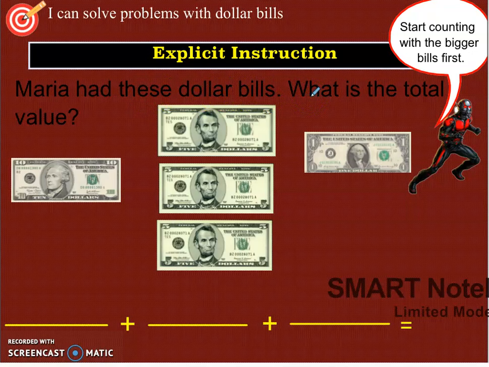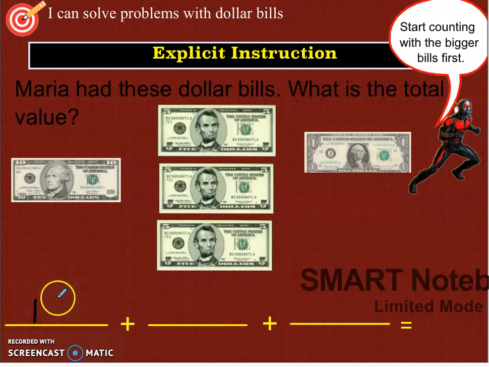So remember, when we're counting, we're going to start with the largest bill first. So what is the largest bill? Yes, the $10 bill. So we're going to start with the $10 bill first. We only have one $10 bill. So what is the worth of the $10 bill? $10. So let's just place $10 right here. And let's not forget our dollar sign because that lets us know that we're dealing with money.